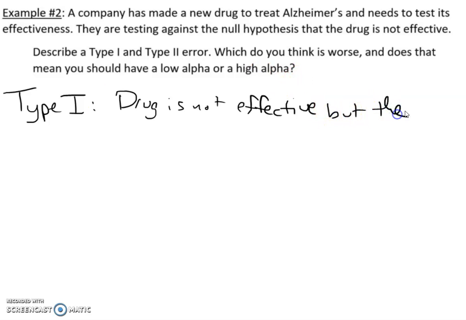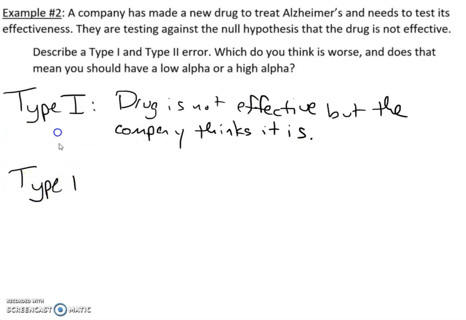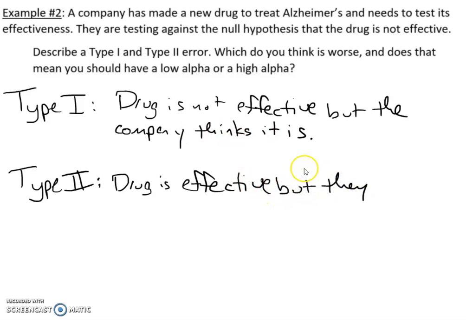but the company thinks it is. And the type 2 error would be the opposite, so that the drug is effective, but they don't think it is. I'm recording this at 10 at night, so my handwriting is getting pretty bad. The last thing we would look at, this is it. Again, this is it. This is the most you'll be asked.